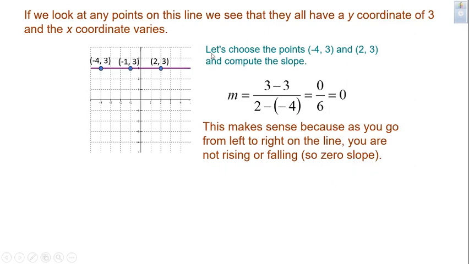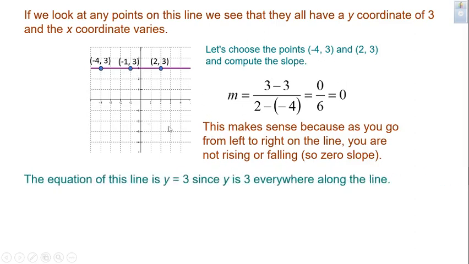And the reason it is staying constant is that the y-coordinate does not change. The y-coordinate is always the same number, it is a constant. In this case, the y-coordinate is 3. So this line could be represented by the equation y equals 3. In other words, it's saying y is always 3, regardless of what the x-coordinate is.